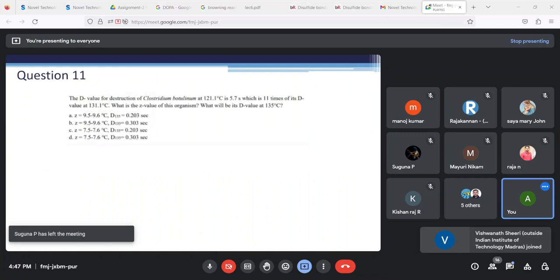So moving on to question 11, I think this is the last numerical in this session. The D value for the destruction of Clostridium botulinum at 121.1 degrees Celsius is 5.7 seconds, which is 11 times its D value at 131 degrees Celsius. What is the Z value of this organism and what will be its D value at 135 degrees Celsius? We have discussed that D value is the time required to reduce the number of microorganisms by tenfold. So what is the Z value?